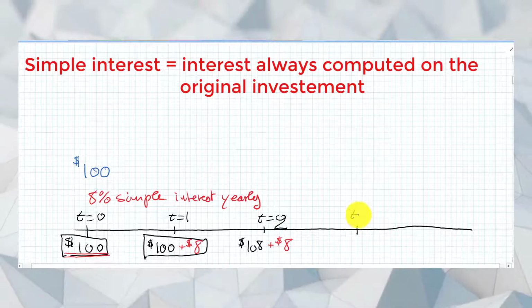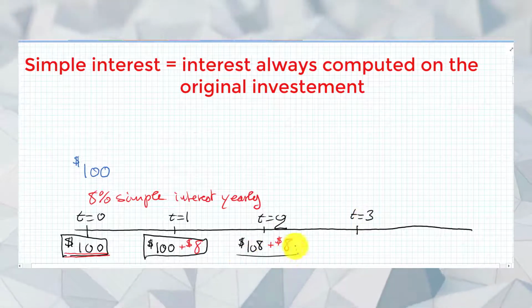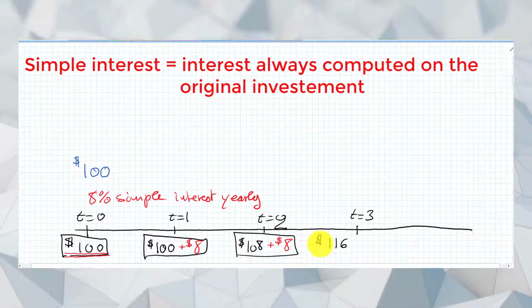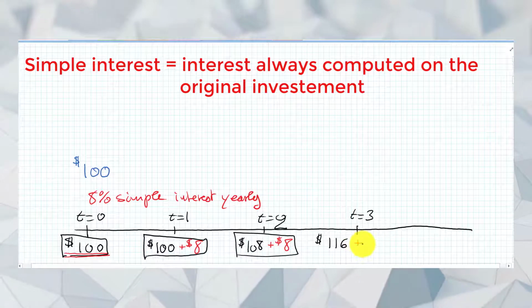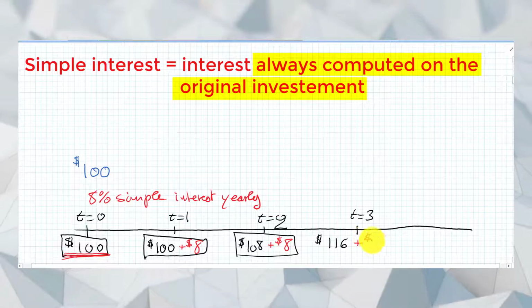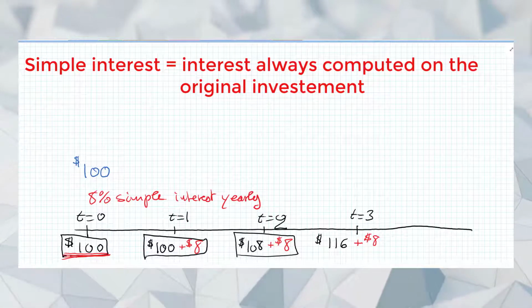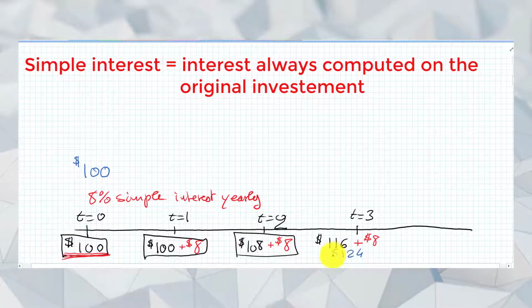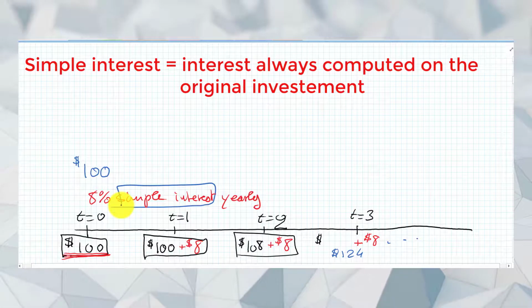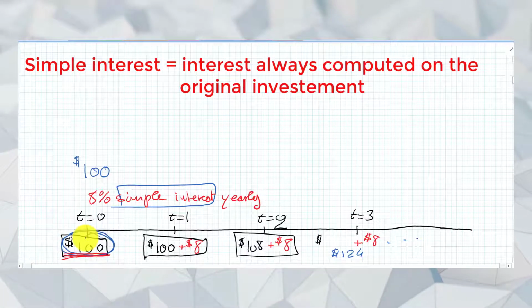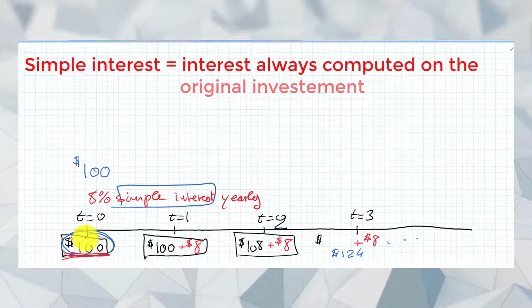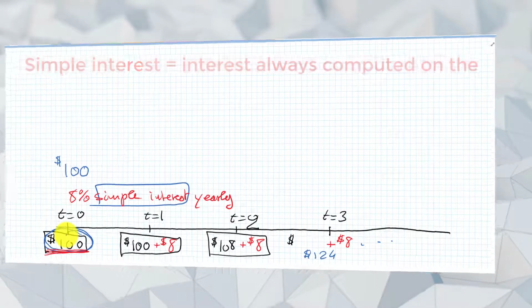At the end of the third year, what do you do? Well, you take the amount that was at the end of the second year, which is $116, and you add the interest. But what interest? Again, just 8% of the original amount, which is just $8, right? And so at the end of the third year, you would have $124. And this is the simple interest model where the interest is only computed on the original amount. We will not be doing simple interest in this lesson. We're going to be looking at compound interest.